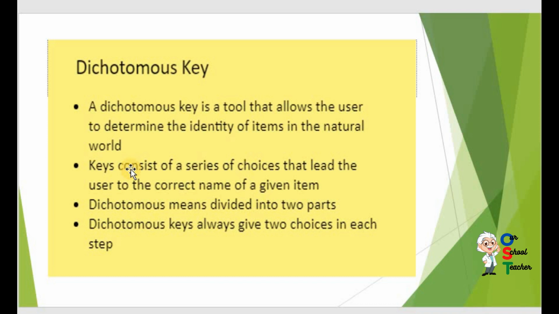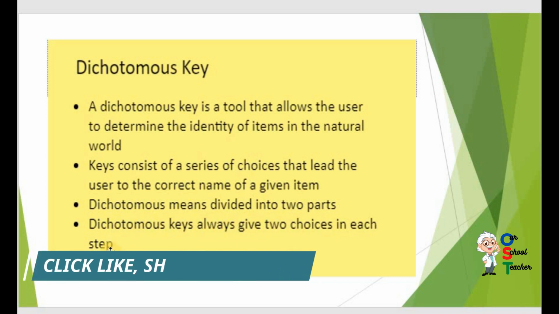Now, what is a dichotomous key? Or at your level you can say, what is a key? A dichotomous key is a tool that allows the user to determine the identity of items in the natural world. A key consists of a series of choices that lead the user to the correct name of a given item. Dichotomous means divided into two parts. A dichotomous key always gives two choices in each step.